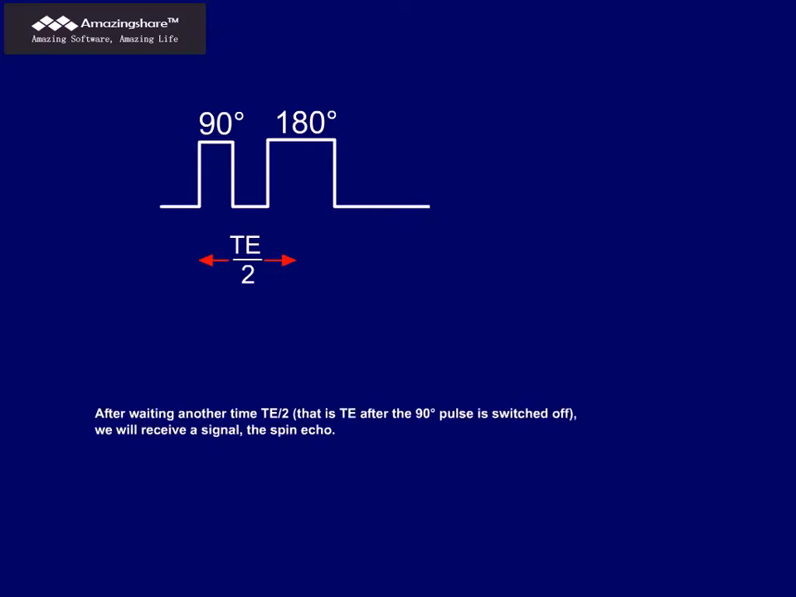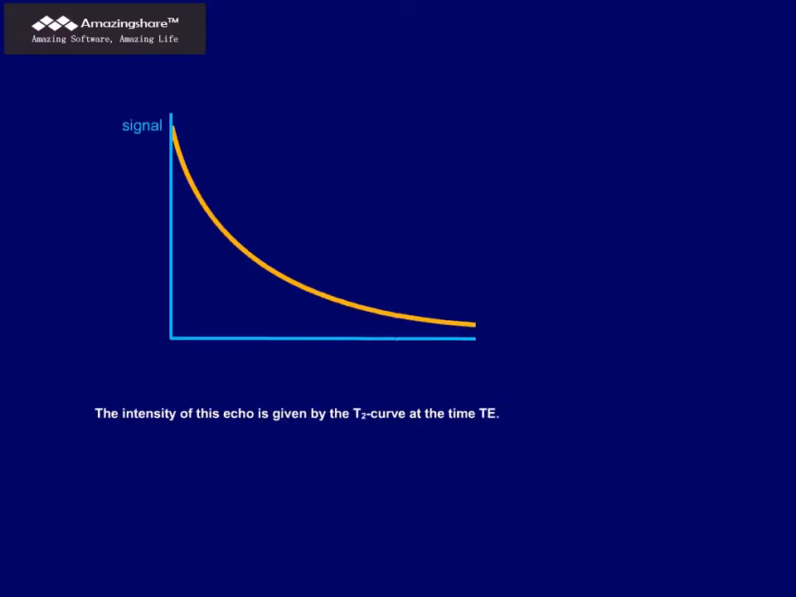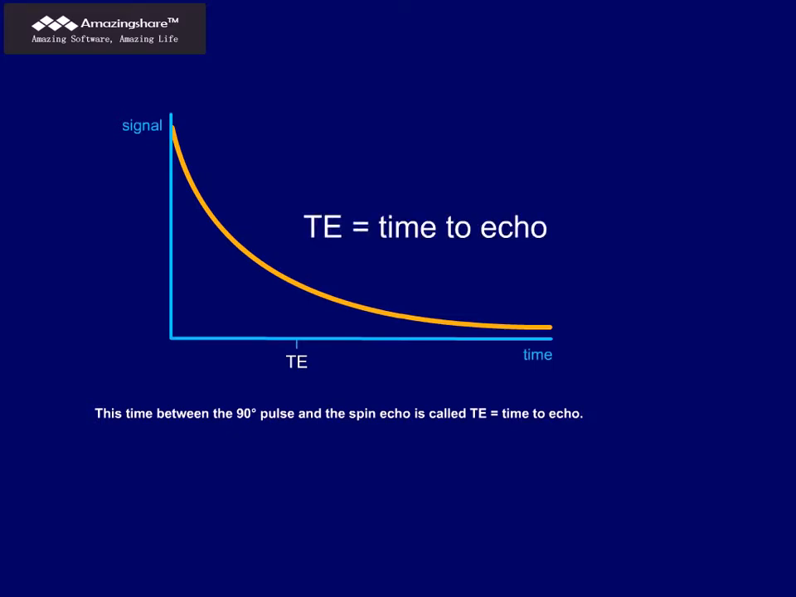After waiting another half of Te, that is, Te after the 90-degree pulse is switched off, we will receive a signal, the spin echo. The intensity of this echo is given by the T2 curve at the time Te. This time, between the 90-degree pulse and the spin echo, is called time to echo. The time Te can be chosen by the operator.